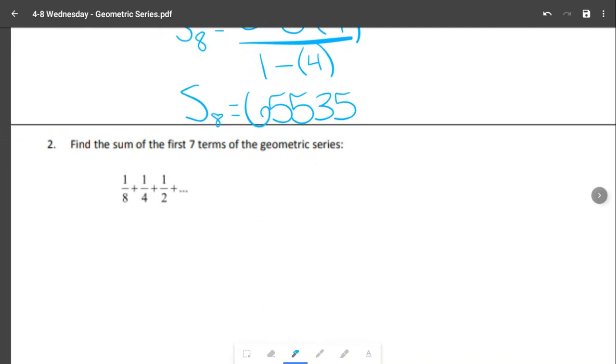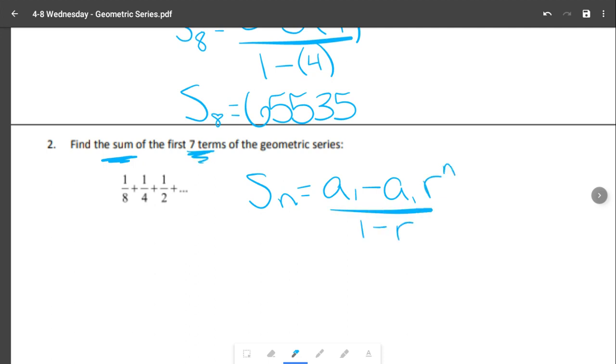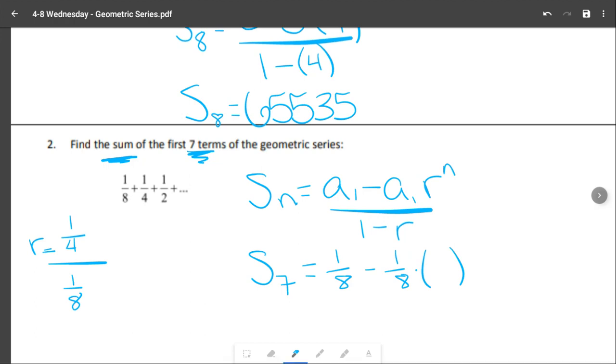Number 2, find the sum of the first 7 terms of this geometric series. So again, we're going to use the formula that I gave you up above. How many things we're adding together is 7. A1, the first term, is 1/8. Times r. Remember the r. Take a term, divide it by the one before.